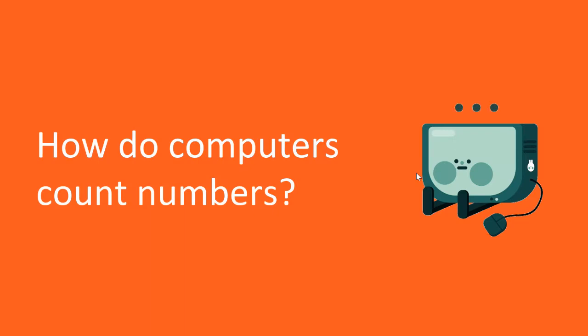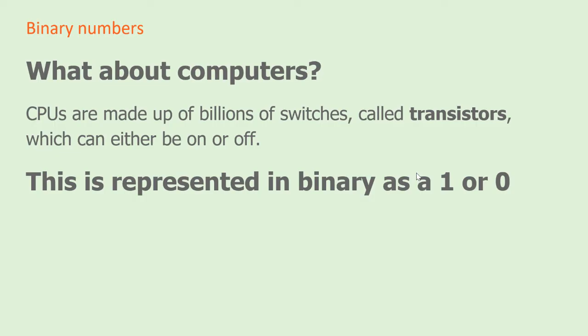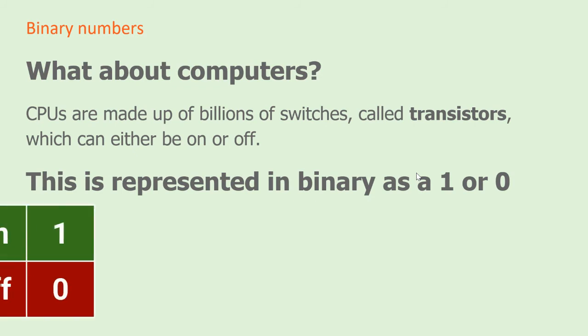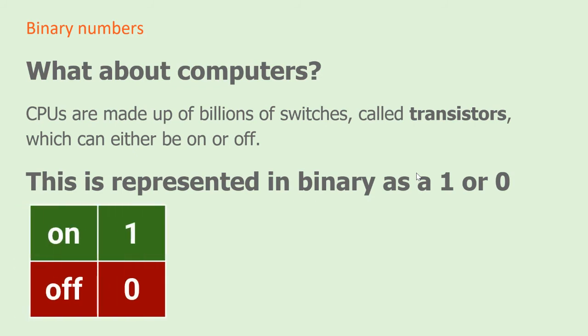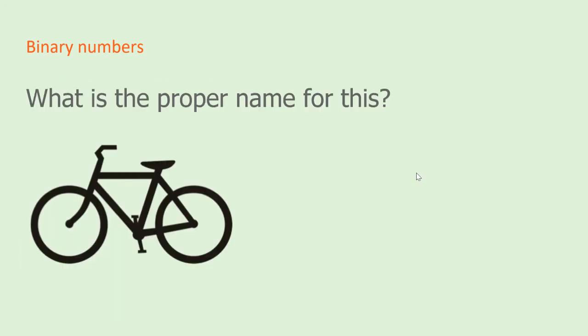How do computers count numbers? Well, we know that CPUs are made up of billions of switches called transistors, right? They can either be on or off. Computers don't have 10 fingers, they only have little switches. And those switches can either be on, which is 1, or off, which is 0. So what's the proper name for this?